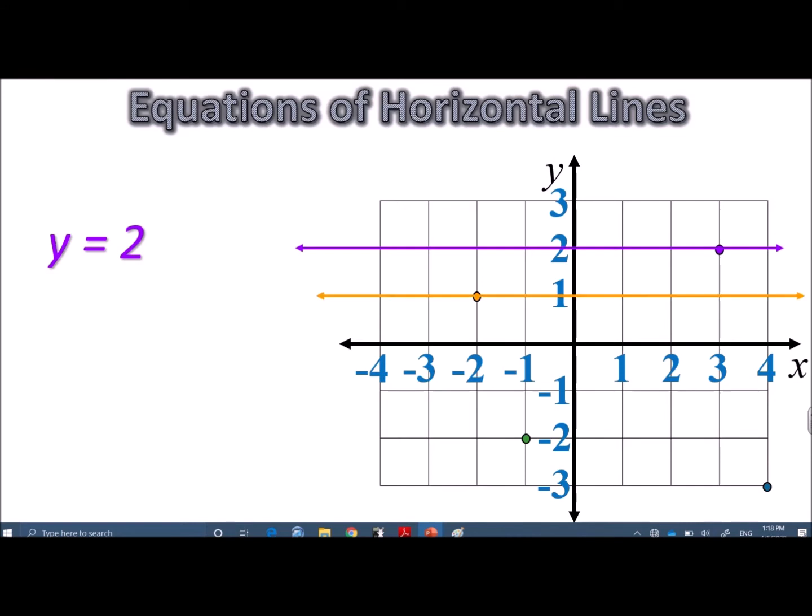The orange line goes through the point 1 on the y-axis, so its equation is y = 1. The green line goes through -2 on the y-axis, and its equation is y = -2. The blue line goes through -3 on the y-axis, and its equation is y = -3.